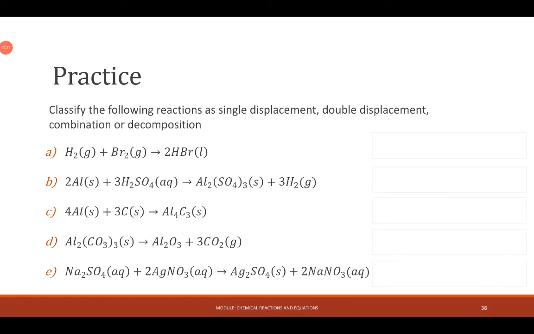Here's a practice problem for you. I want you to identify each of these reactions as either being a single displacement, double displacement, combination, or decomposition. Pause the video and work this out on your own, and then unpause the video when you're ready to check your work.